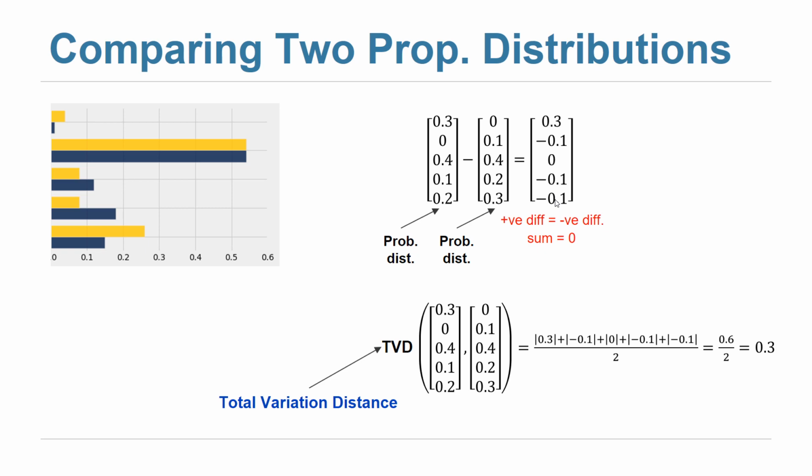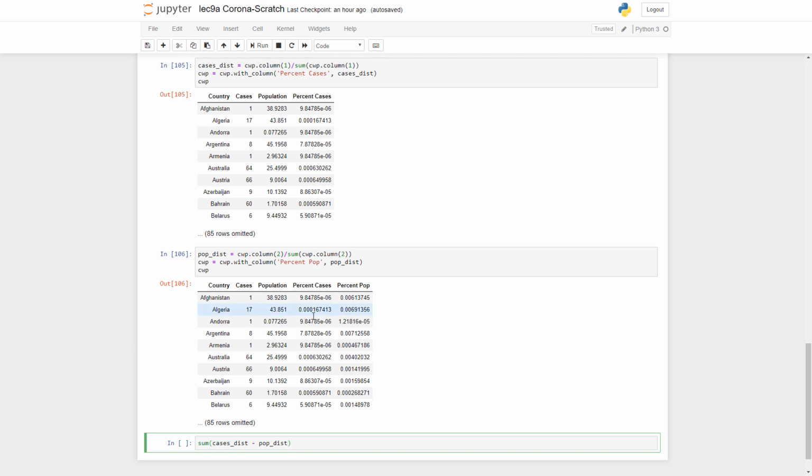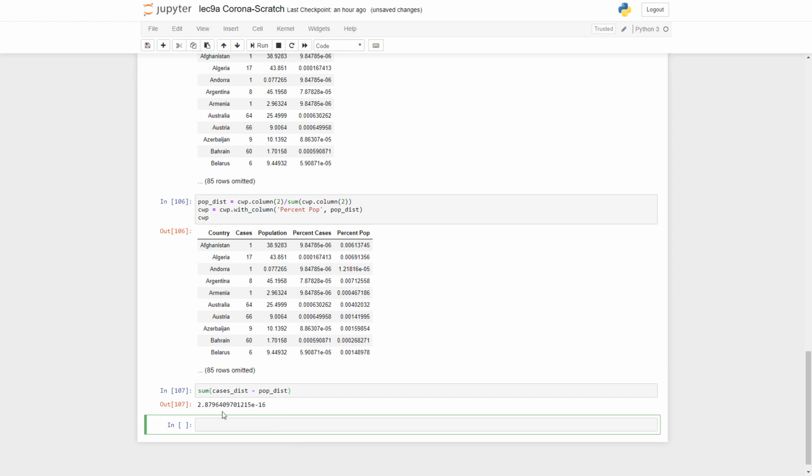So let's go back and see how we can compute the total variation difference, or TVD in short, between the two distributions that we have. So we have this sum here. As we expect, we'll get zero. Of course, we didn't get zero. We get a very, very small value, which amounts to zero, actually, if we do the sum.